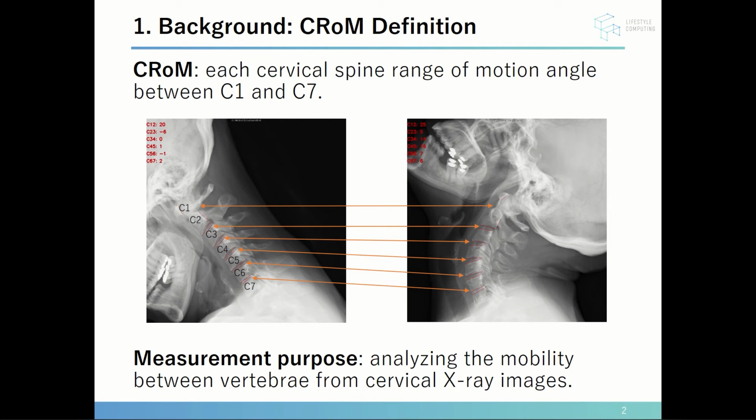I explain how physicians measure the CROM angle. Firstly, they take X-ray images of flexed and extended cervical regions. Then they draw lines as shown in the image below, like this. Finally, they calculate the angle differences for each pair of lines between the flexion image and the extension image.